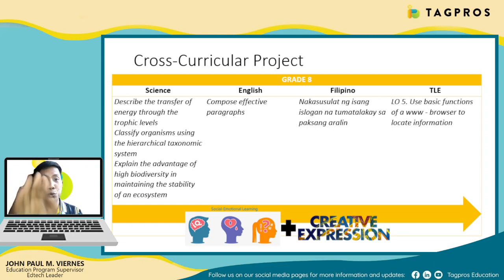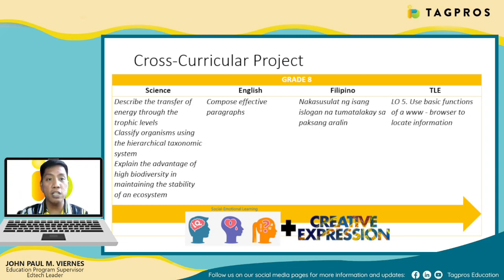Now, hindi ko po tinuturo ito because I am no longer teaching because I worked in the division office. But of course, I have an idea because I was a former classroom teacher as former grade 8 din po. So, for science, describe the transfer of energy through the trophic levels, classify organisms using the hierarchical taxonomic system, explain the advantage of high biodiversity in maintaining stability of an ecosystem.